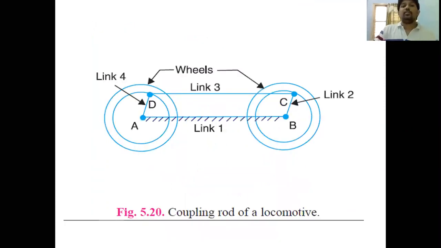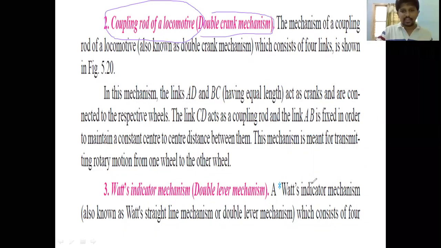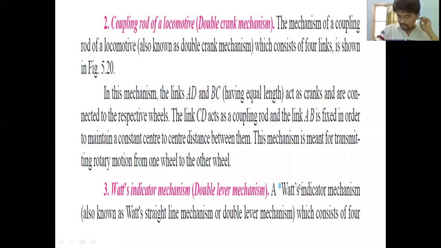The next one is our coupling rod of a locomotive. This is the second inversion of the four-bar mechanism, the coupling rod of a locomotive. We also know it as a double crank mechanism. What exactly happens in this, we'll see. But the diagram is needed again to explain what exactly is happening here.